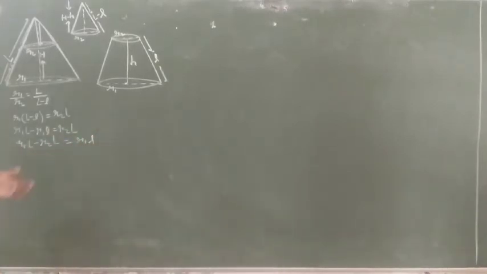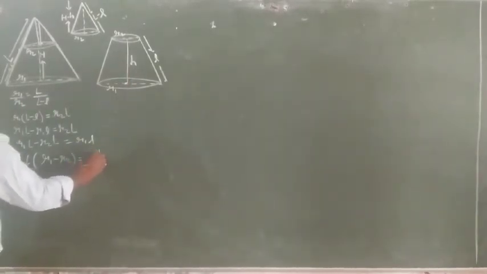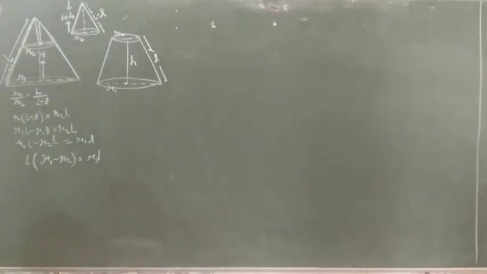Why do we find the value of capital L? Because we know the frustum formula has no capital L, and the frustum slant height is small l. So we don't need the capital L; first we find its value. What is the value of capital L? Capital L equals R1 l upon R1 minus R2. Got it, students? Now apply this.